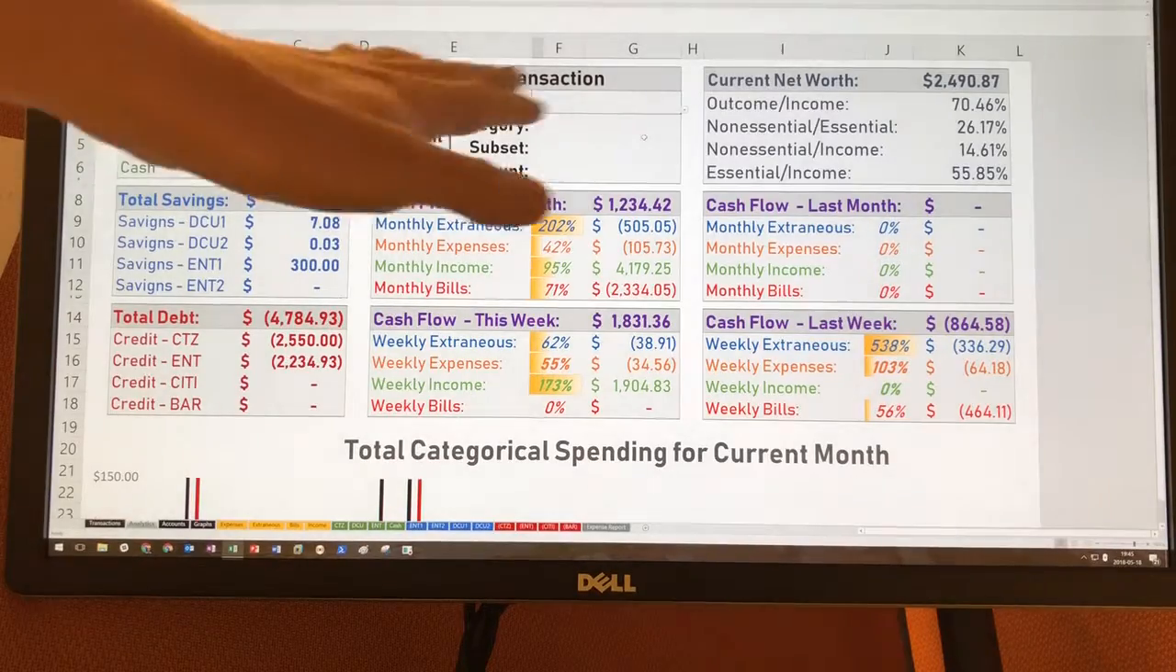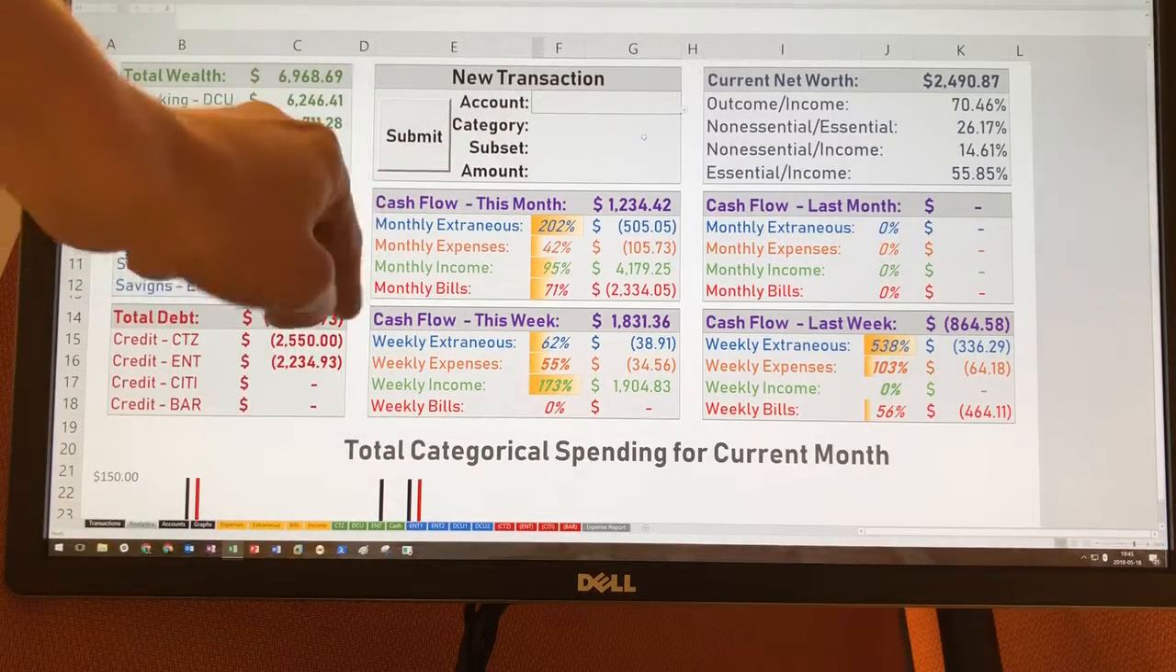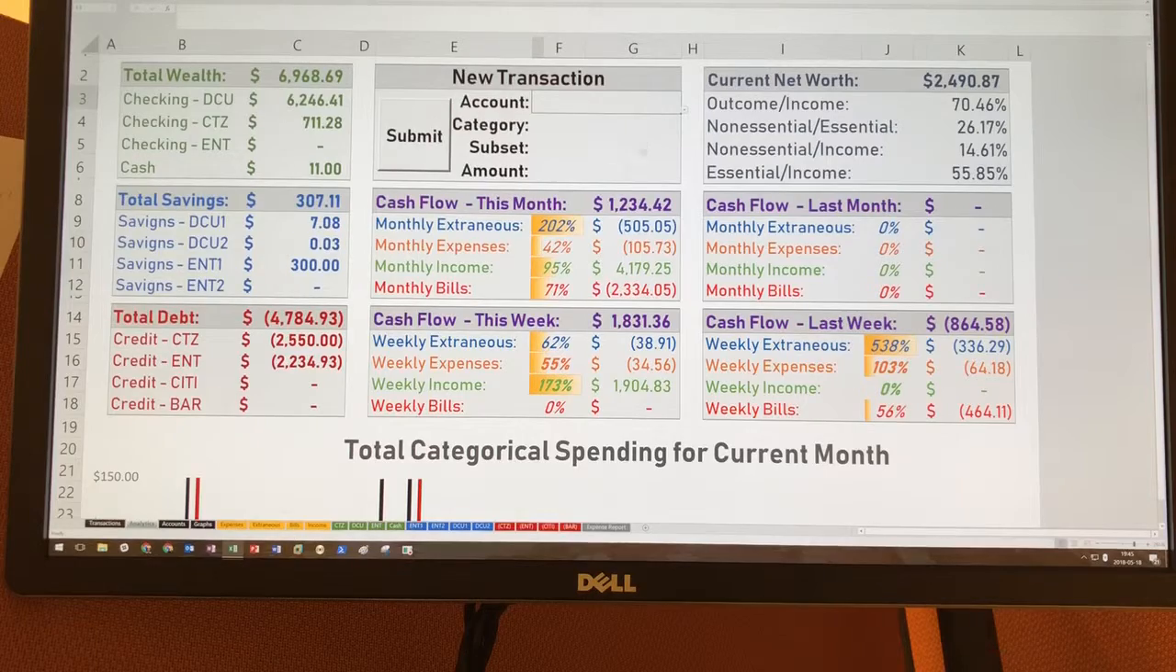This is the central interface of it all. I have previously defined on a separate sheet what accounts I have, which are all these accounts here, as well as the categories, which I showed you before: extraneous, expense, income, and bills, and then subsets. Those are essentially categories of those categories. I'll show you in a second.